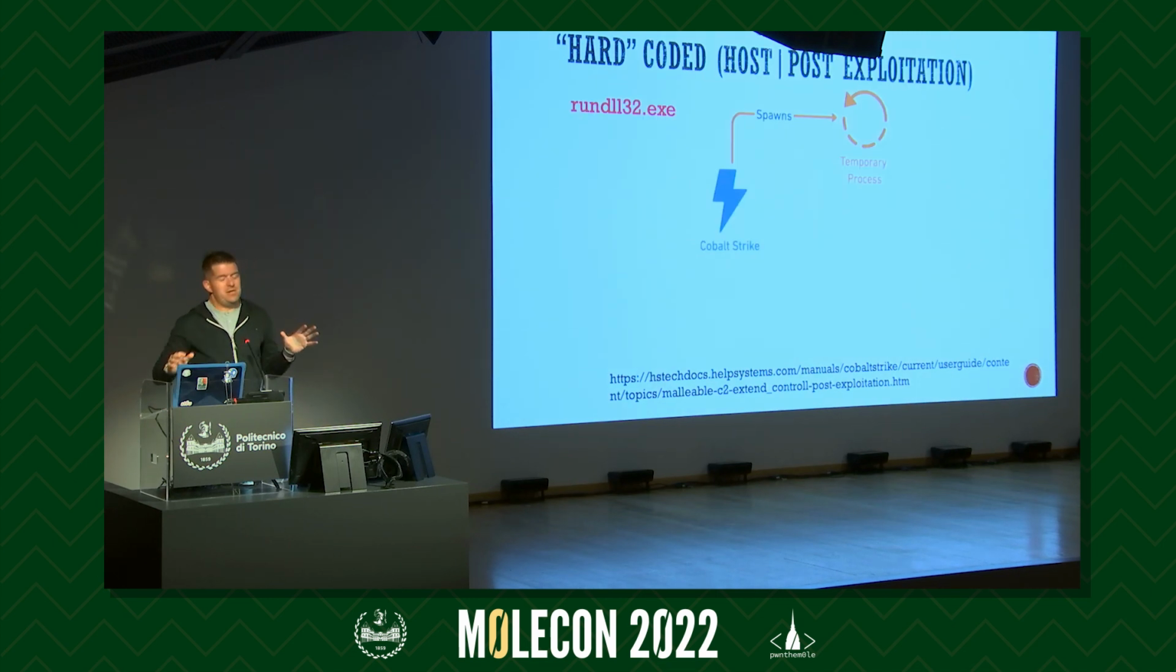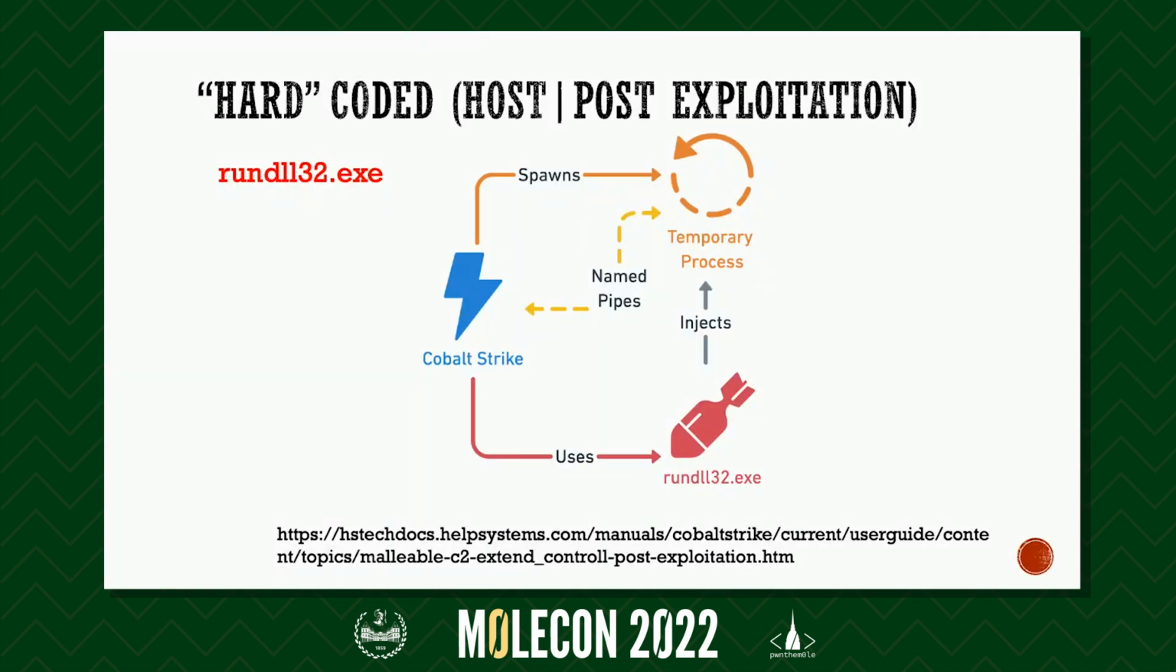Just in case anyone was curious, I went through and created a graphical version of what that looks like, but there's an important addition to this cycle as well. It's going to spawn that temporary process. Rundll32 is going to be part of the injection cycle as well. Then the result of that injection, the result of whatever command that was, is going to be passed back to my listener via named pipes.